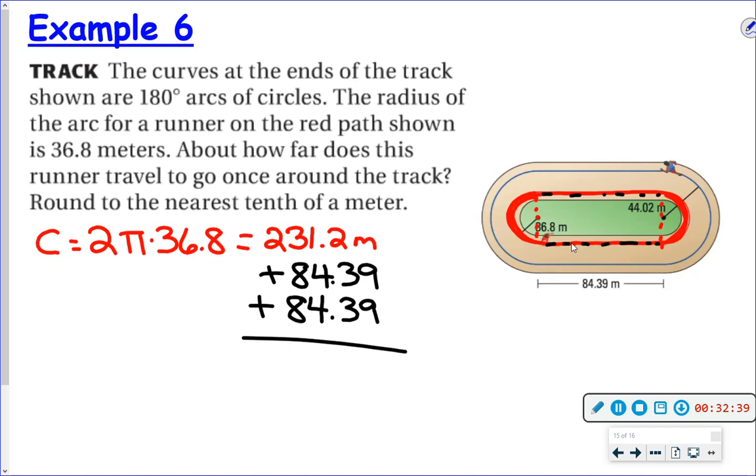Yeah, let's just round it. Let's make it easy. Let's put down what? 400 sounds good. That's the standard. It pretty much is. All right, so any questions on that problem? That was it for that guy.